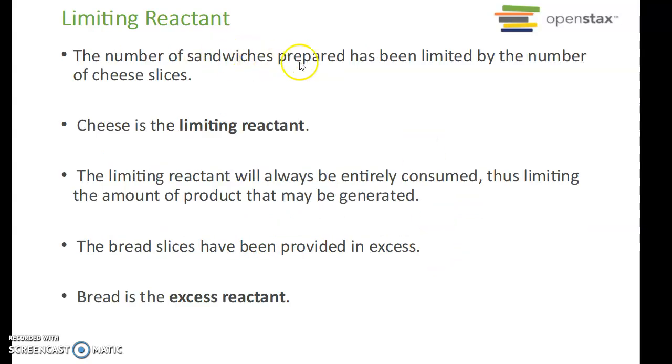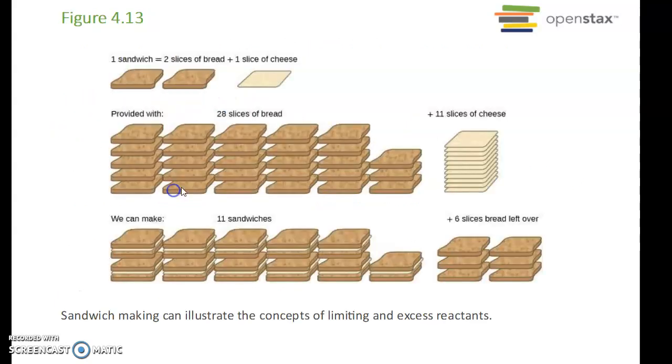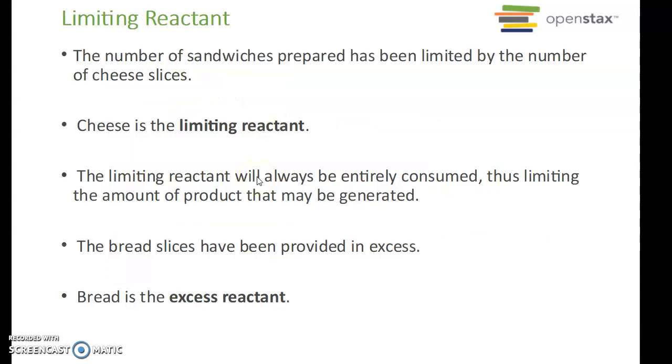The number of ingredients in the sandwich has been limited by the number of cheese slices. Cheese then would be the limiting reactant. The limiting reactant will always be entirely consumed, thus limiting the amount of product that can be generated. The bread slices have been provided in excess. Bread is the excess reactant.